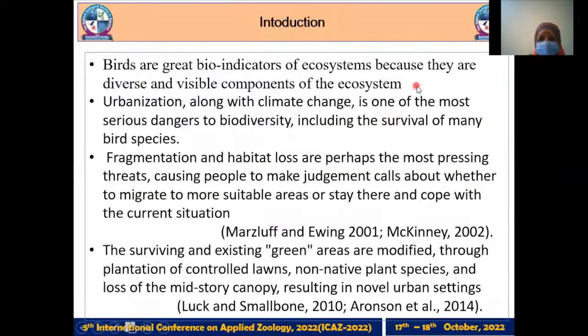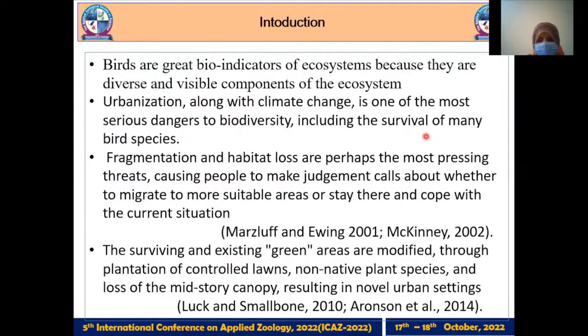First of all, the introduction. Birds are great bioindicators of the ecosystem because they are a diverse and visible component of the ecosystem. Urbanization along with climate change is one of the most serious dangers to biodiversity, including the survival of many bird species.